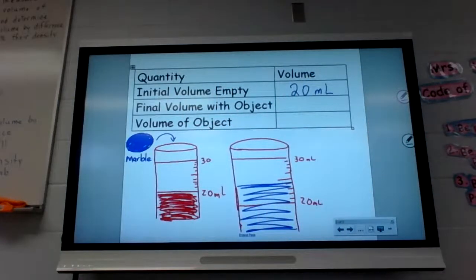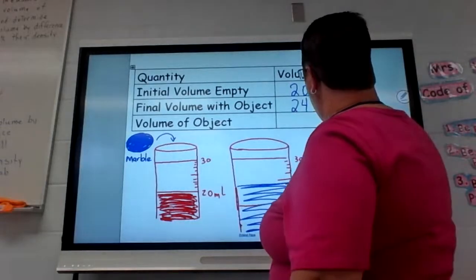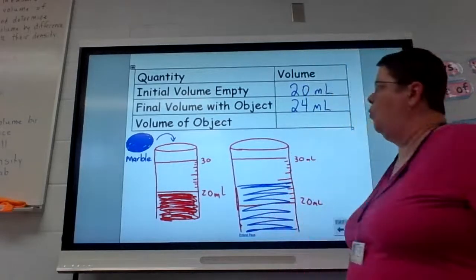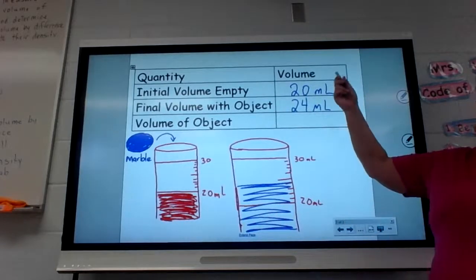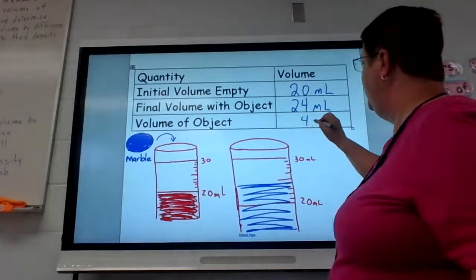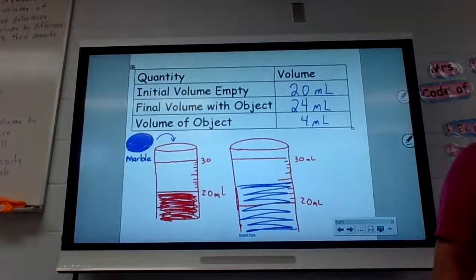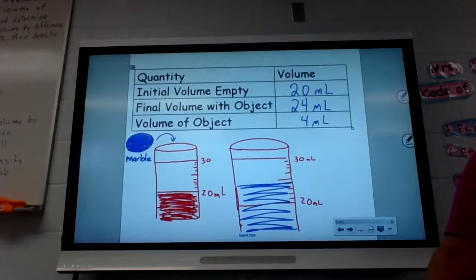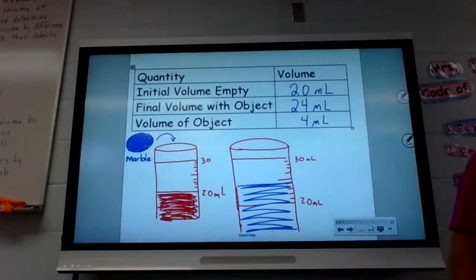What volume did it rise to? 24. Okay, so my volume is now 24 milliliters. So what would be the volume of the marble if it started at 20 and it went to 24? It would be 4 milliliters, which is much more accurate than saying it's 10 milliliters on the side of the graduated cylinder, because it doesn't take up all of that 10 milliliters of space.